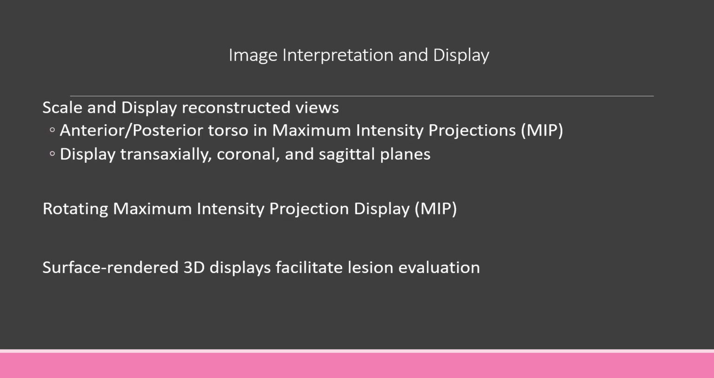With image interpretation and display, you'll scale and display the reconstructed views, anterior and posterior torso, and the maximum intensity projections. Display transaxial, coronal, and sagittal planes, and then rotating MIP, and then surface rendering 3D displays can be used to facilitate lesion evaluation.